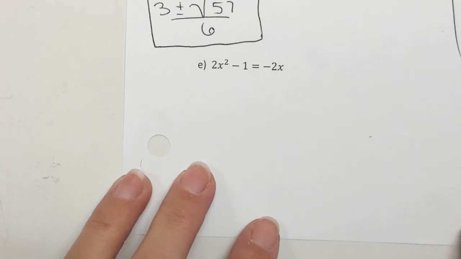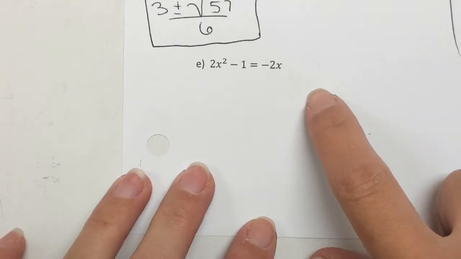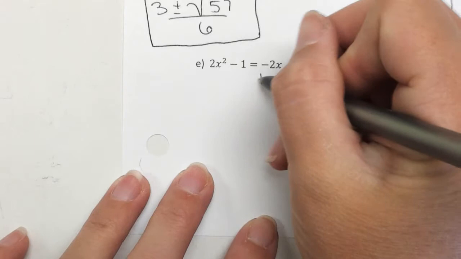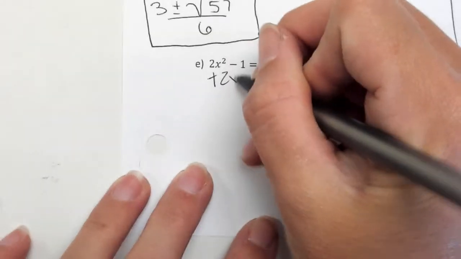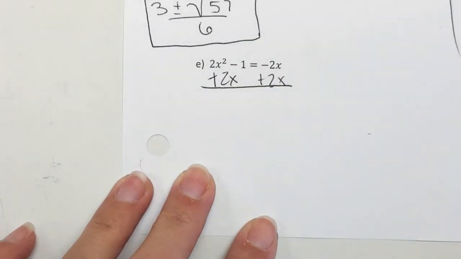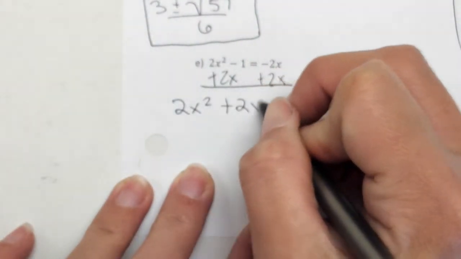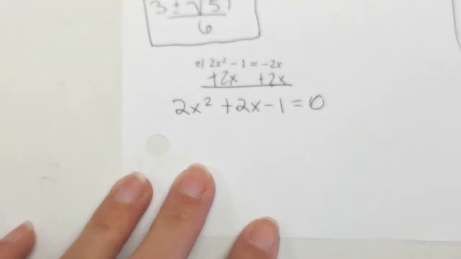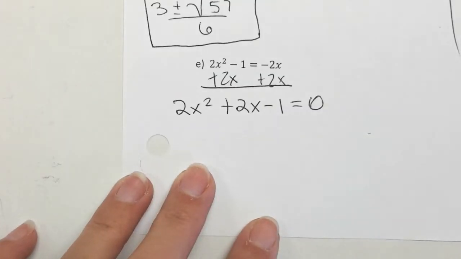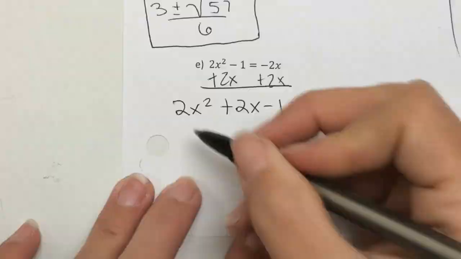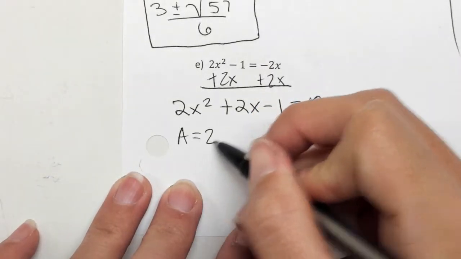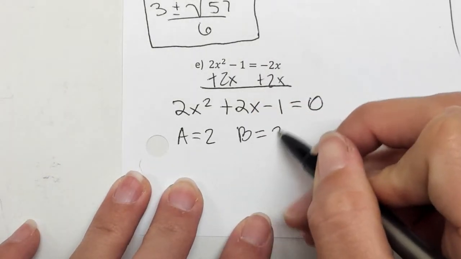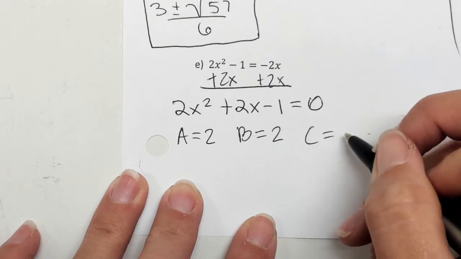Camden, is this in standard form? No. We need to do what? Add 2x. Alright, when we add 2x, guys, where are we going to put this 2x at? In the middle. Good, because it's our B term. Alright, so now, Alyssa, what's our A? Brandon, what's our B? 2 as well. Corbin, what's our C? Negative 1. Sweet.